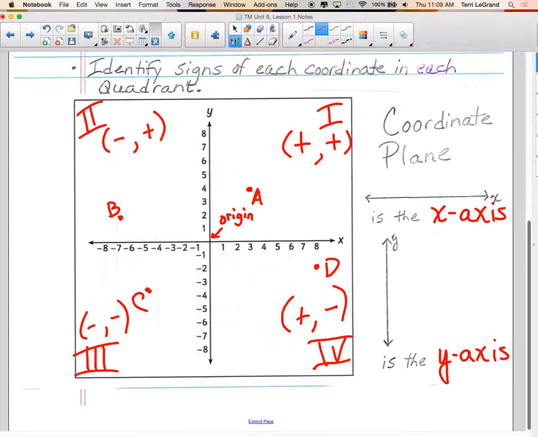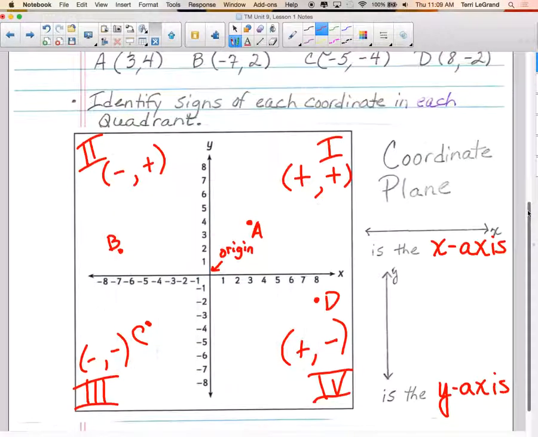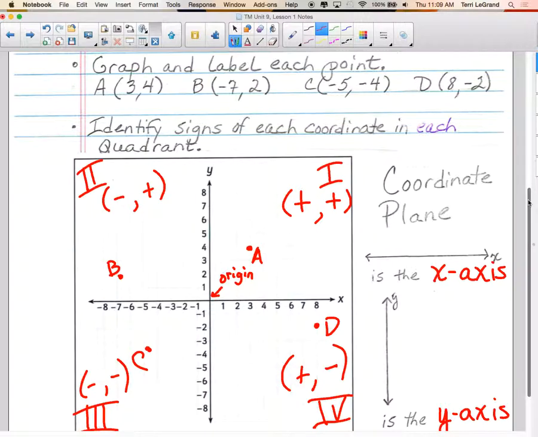Okay. Now, points that are on one of the axes, whether it's the x-axis or the y-axis, are not considered to be in a quadrant, okay? We talk about them being either on the x-axis or on the y-axis, and we don't talk about them being in a quadrant. So don't be confused by, well, how do I know if my x is positive or negative if it's up there on the y-axis? We don't talk about points being in a quadrant when they're on an axis.